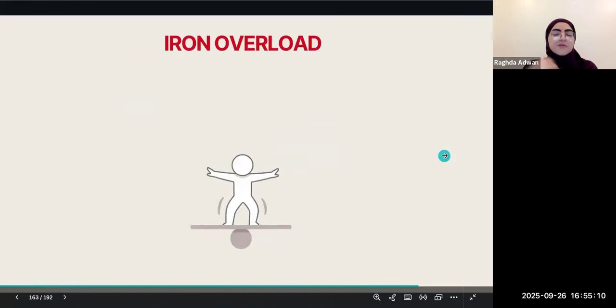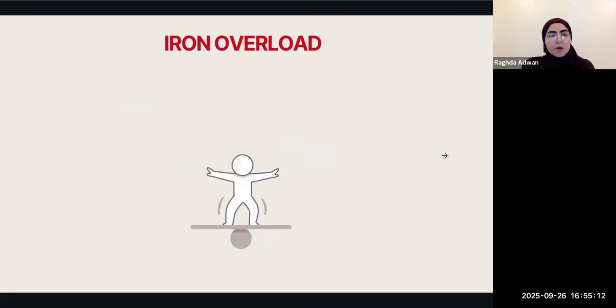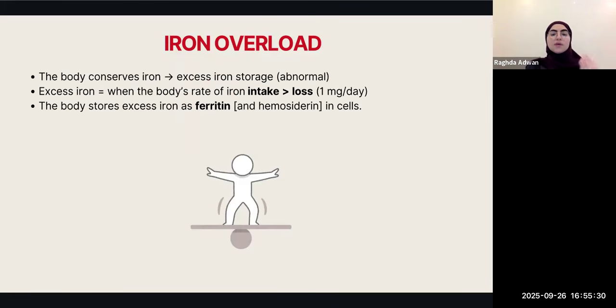Now, everything I've been talking about throughout iron metabolism is for the purpose of recycling iron and regulating the amount so we don't end up with too much iron. Why? Because we cannot excrete iron when we have too much. It's a problem. We cannot just get rid of it as simply as you'd think. We're trying to avoid iron overload. Excess iron storage happens when the body's rate of iron intake is greater than loss. The body stores excess iron in the form of ferritin and hemosiderin, as we know.